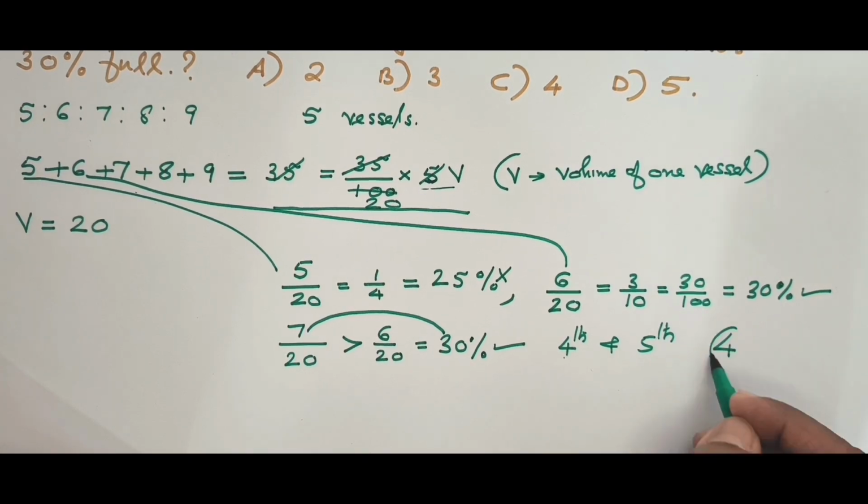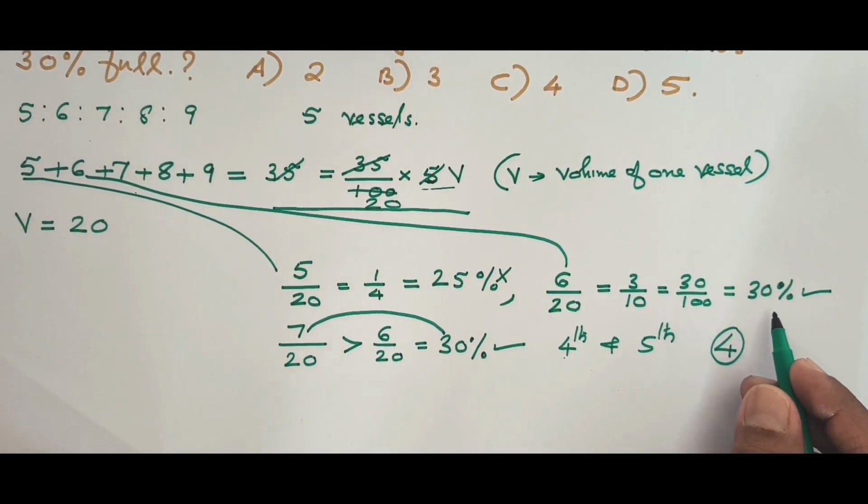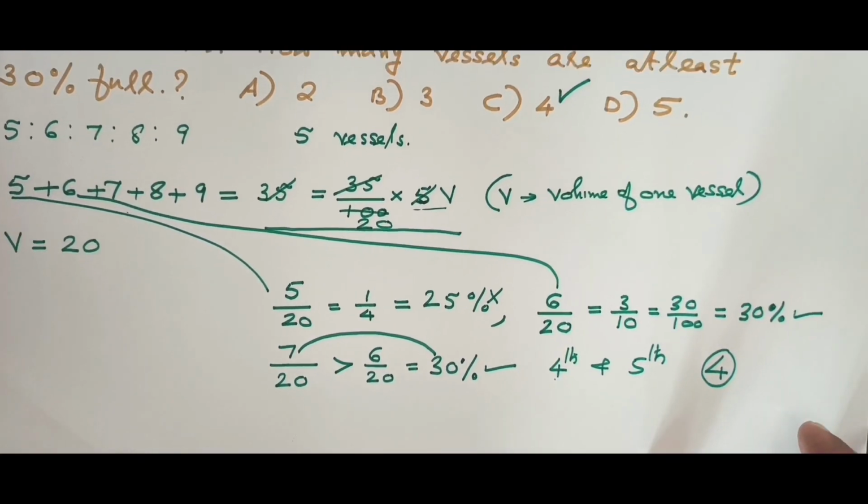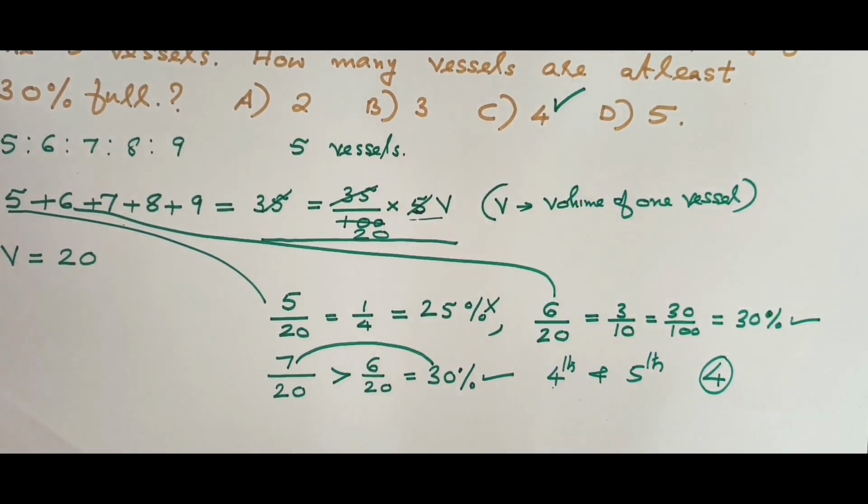So totally 4 vessels have at least 30% water. And 4 is the third option given in the problem. You can refer back to the question.